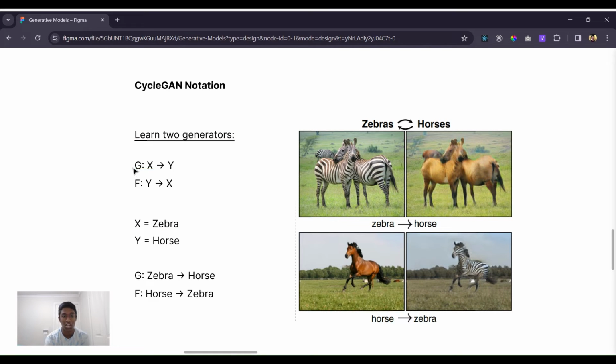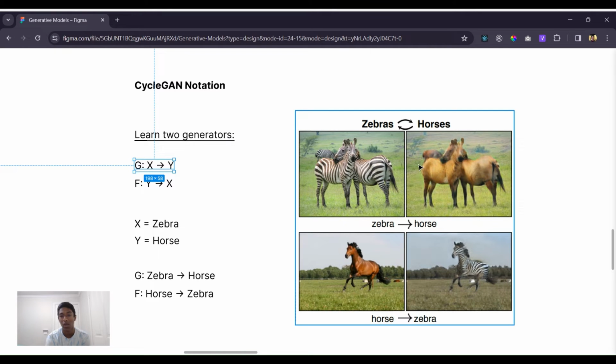So we have two generators, G and F. G takes images from domain X to domain Y, and F takes images from domain Y to domain X. So I have an image here, and we are going to train a CycleGAN network which can convert between zebras and horses. Given this image of a zebra, we can feed it into our G generator and it will produce an image of a horse. And also, given an image of a horse, we can give that to our F generator and it will translate that into an image of a zebra.